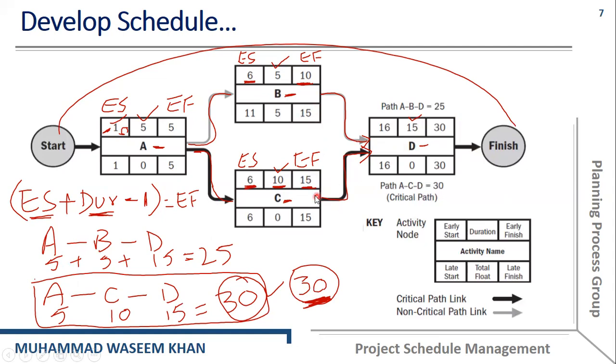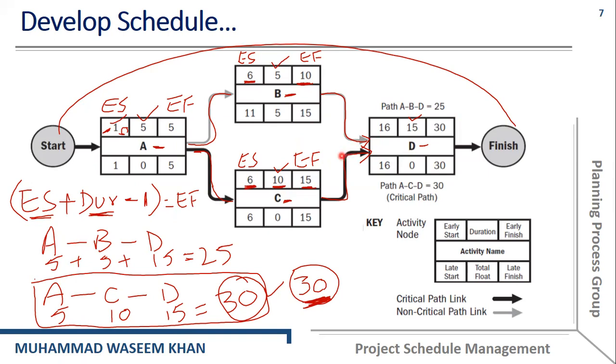Okay, now when B and C complete, activity D depends on both activity B and activity C. Activity B completes on the 10th day, and activity C completes on the 15th day. So when should we start activity D? We can start activity D on the 16th day. Why? Because we can't start activity D on the 11th day, since we have to wait for activity C to be completed on the 15th day. After completion of activity C, we can start activity D on the 16th day.